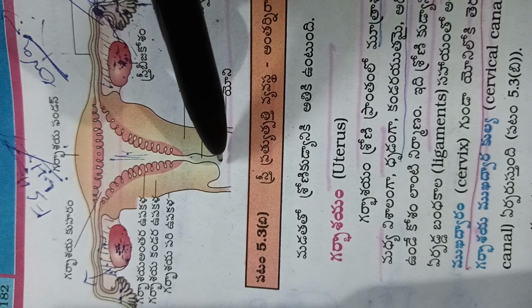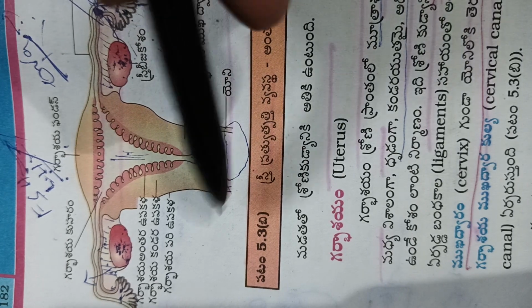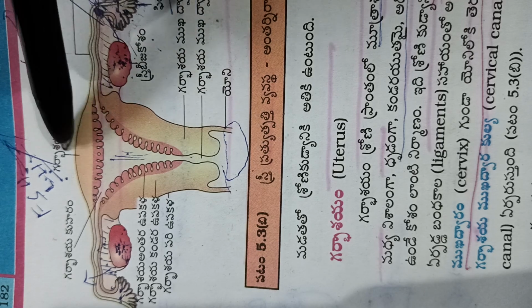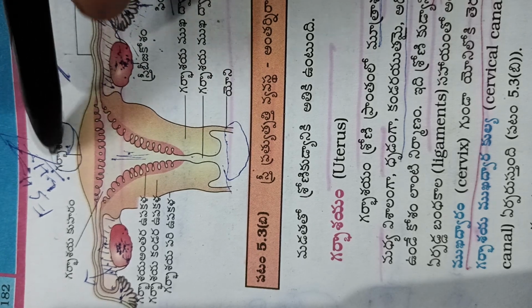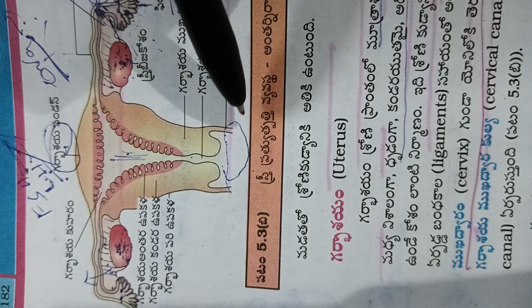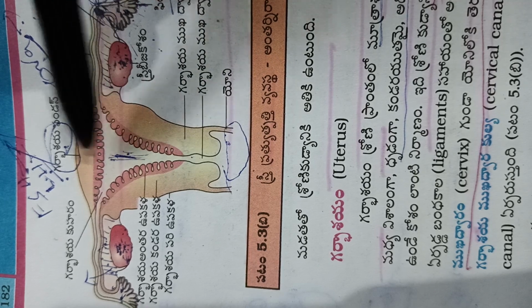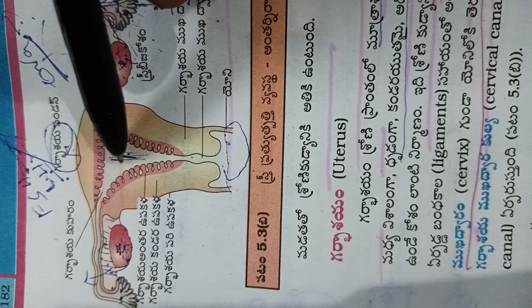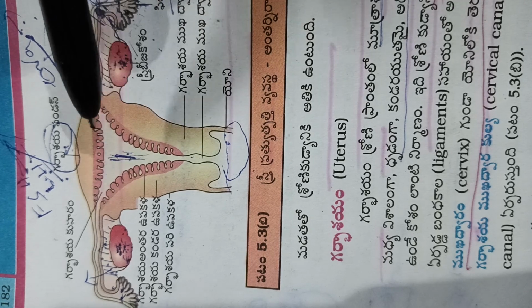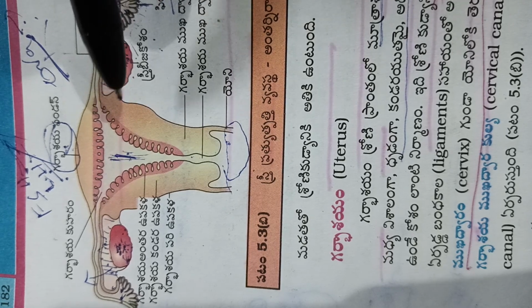See, here we can observe the rectum. Here the above part is called the urinary bladder. So the uterus is present in between the urinary bladder and rectum.